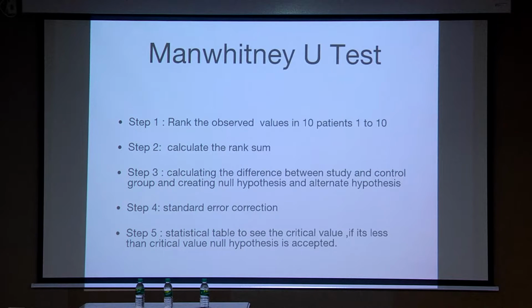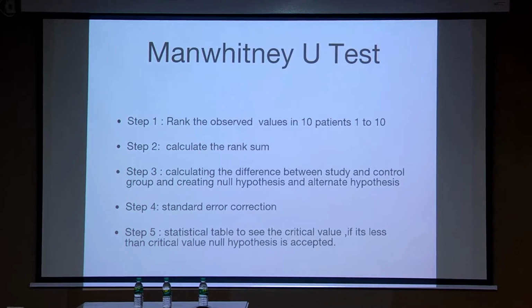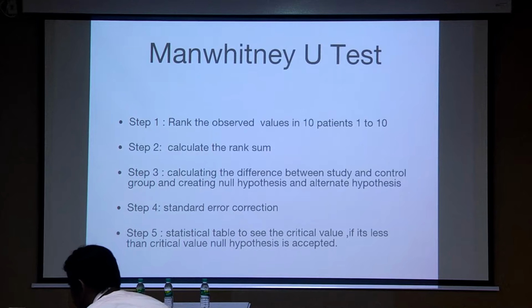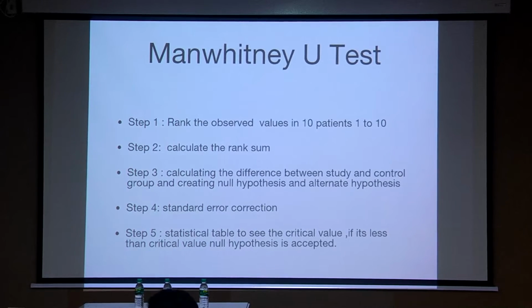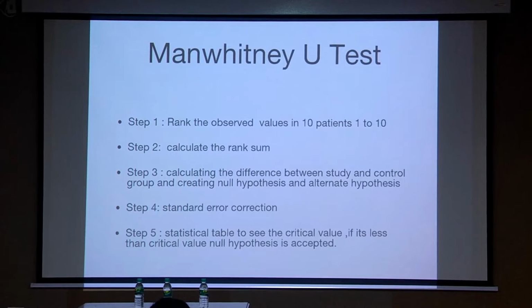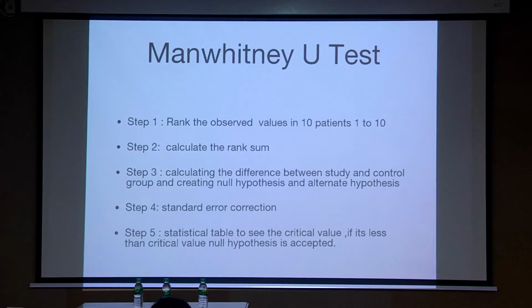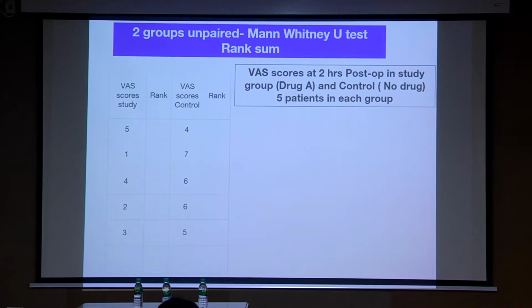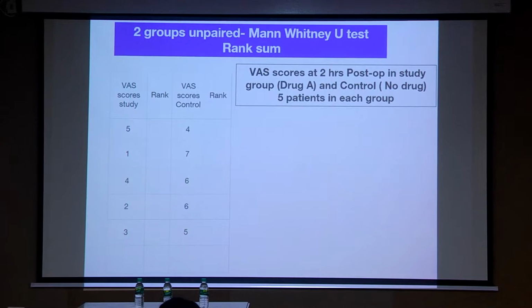So summarizing the Mann-Whitney U test, there are 5 steps. Remember now. So we have 5 steps in the Mann-Whitney U test. This is the observed values. Visual analog scores, 2 hours post-operative setting. Drug A and no drug.